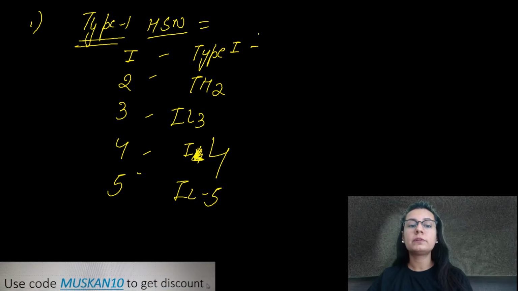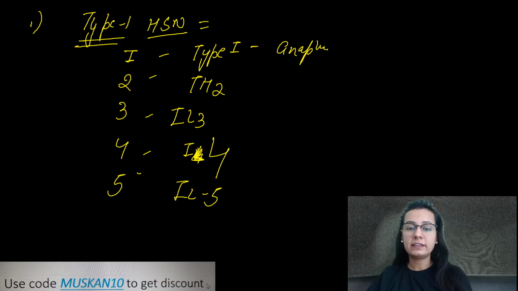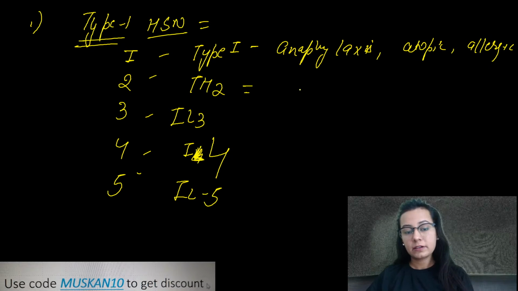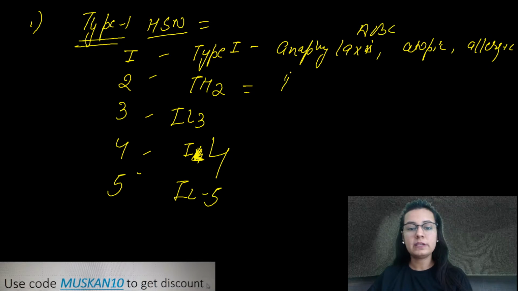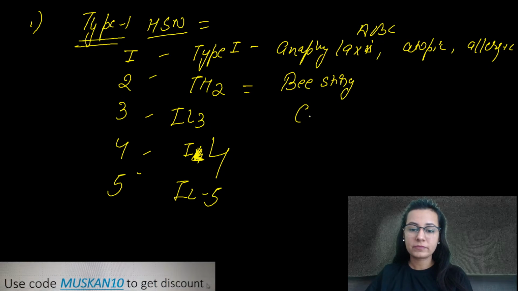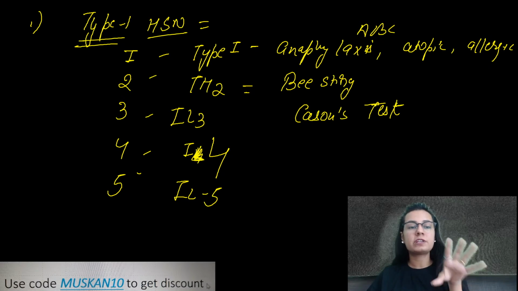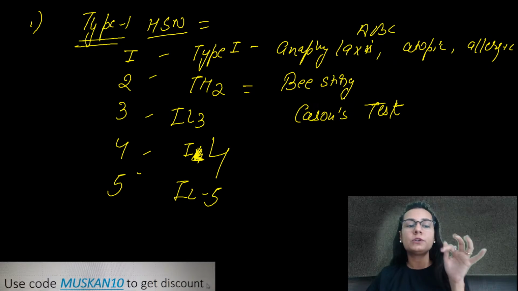Another thing to remember for type 1: the first letter is A, so anaphylactic, anaphylaxis, atopic, allergic. And after A comes B, that is A, B and C: B for bee sting, and C for Casoni's test. Because these are the examples of type 1 hypersensitivity. The main points are covered in this mnemonic as well, that is 1, 2, 3, 4 and 5.